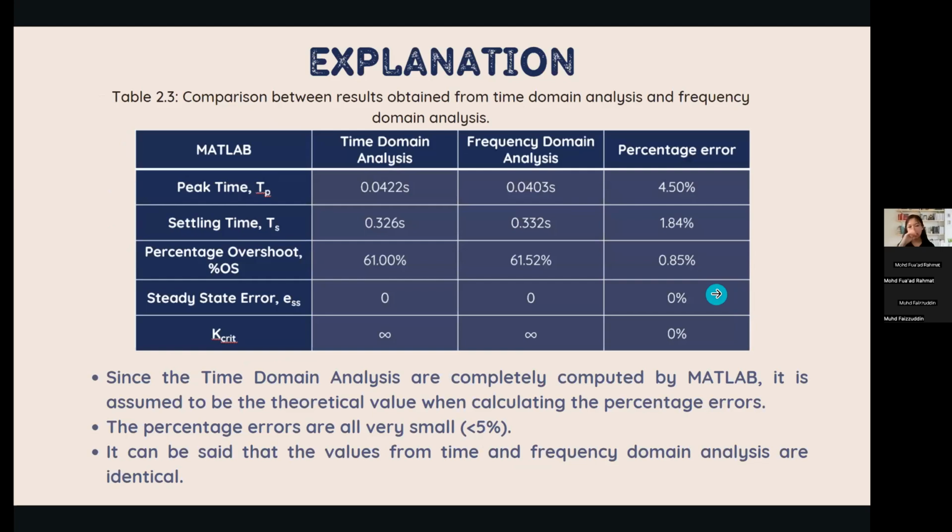So this is the comparison between the time domain analysis and frequency domain analysis. So the percentage error is all very low. It is less than 5%. So it can be said that our results are accurate because both of these analyses give us the same results. So yeah, our results are identical and the percentage errors are all very small. So that's it from me. If you have no other questions, I'll pass it to Yo Yu.